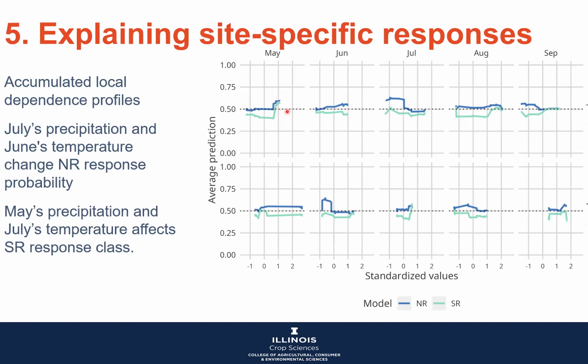We noticed that, for instance, conditions in May have an impact for both of the inputs. Conditions in July had some impacts on nitrogen rate. But then I will say that July precipitation and June temperature changes had an impact in the response probability that you will have across these fields. This was really, really interesting.